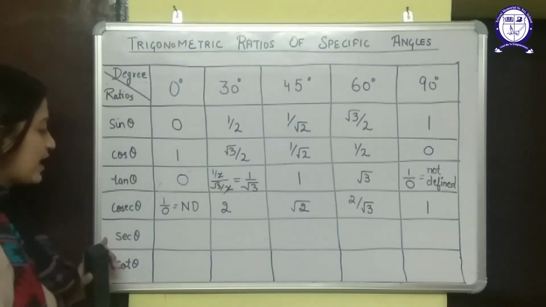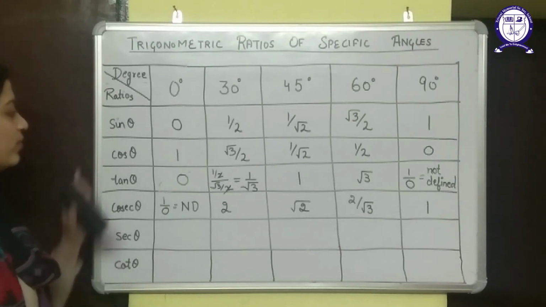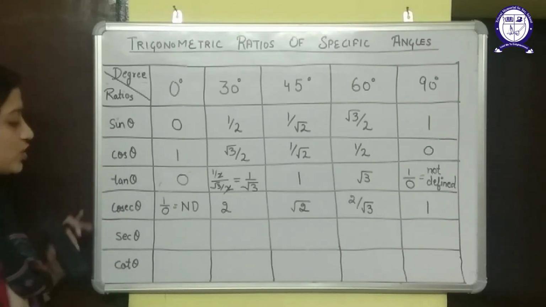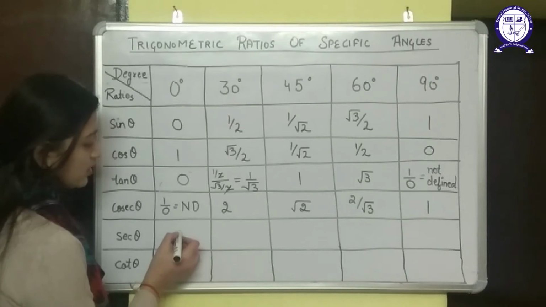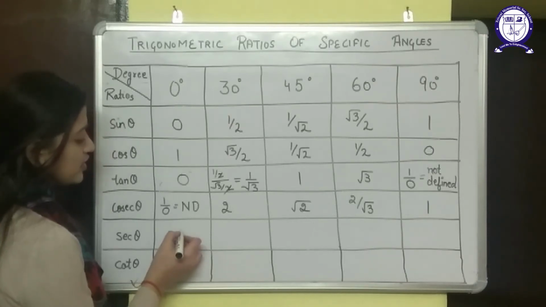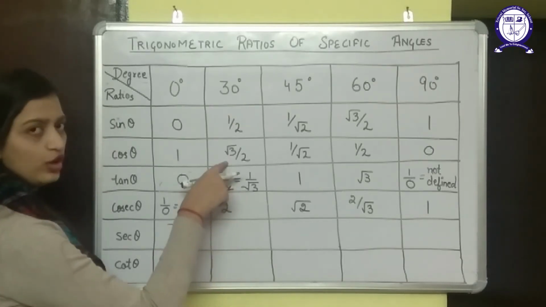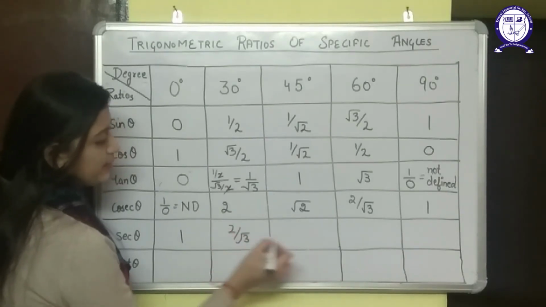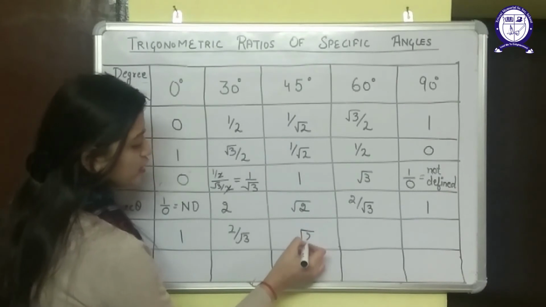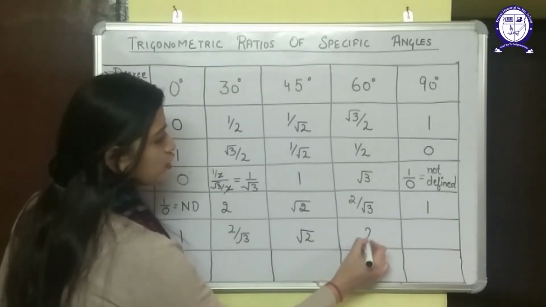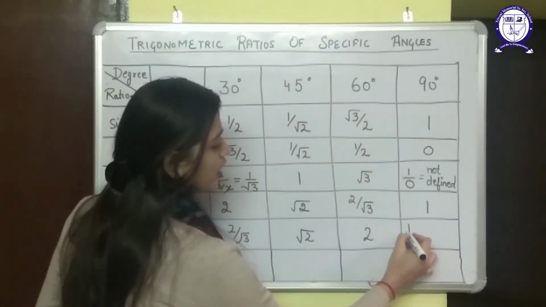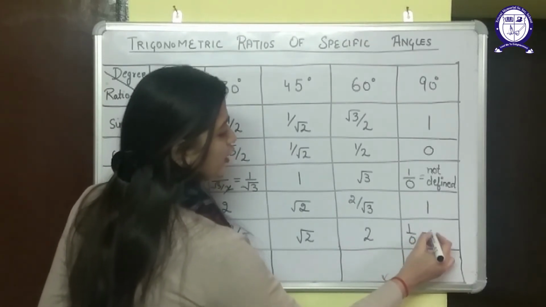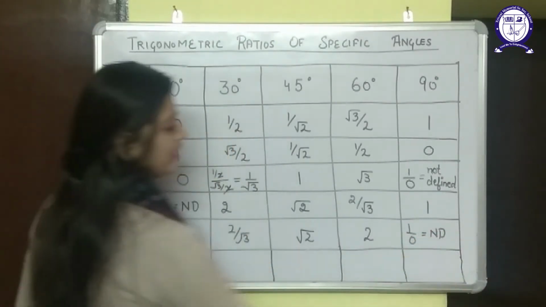Now for secant theta, I will do the same thing, but this time it will be with cos. So the reciprocal of cos theta at 0 degree is 1. The reciprocal of root 3 upon 2 is 2 upon root 3. The reciprocal of 1 upon root 2 is root 2. Then it's 2, and this is again 1 upon 0, that is not defined.